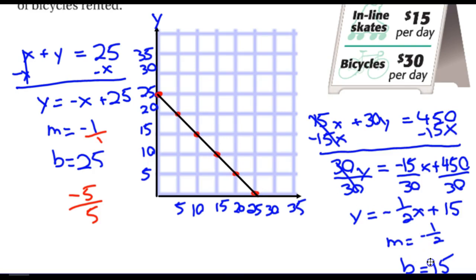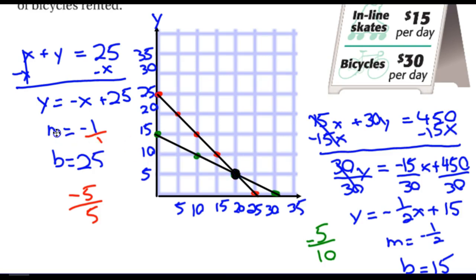Our second line has a B of 15. They have an M of -1 over 2, which is actually just going down by -5 over 10. That's the same thing as -1/2. So -5 down over 10. 5 down over 10. That line goes to 30, and it looks like we have an intersection.